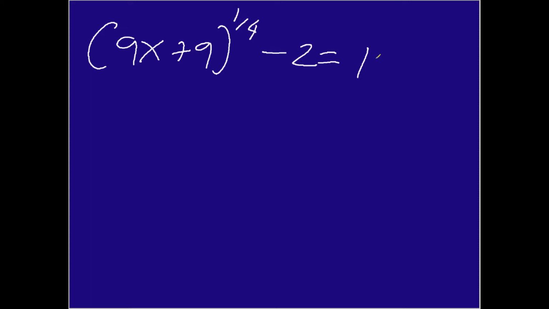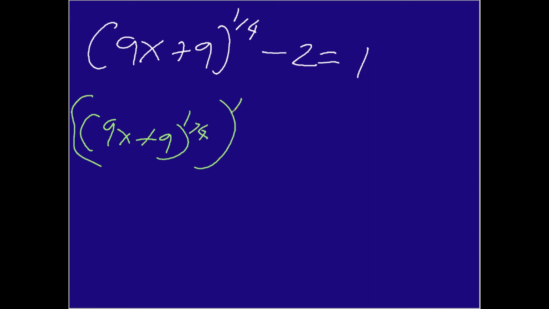So this is what you do. When you have this kind of a situation, you raise everything you have there to the reciprocal of the fraction, if you will. So to make that nice and clear, let me just write this out for you. This will work at least in this situation. So I have 9x plus 9, that is raised to the 4th power. Now I'm going to raise everything to 4. That's what I'm doing here.